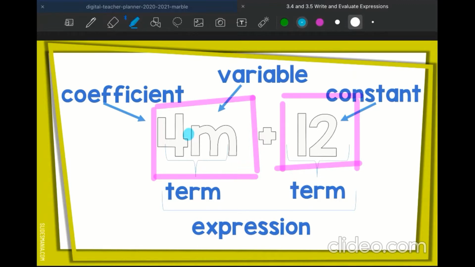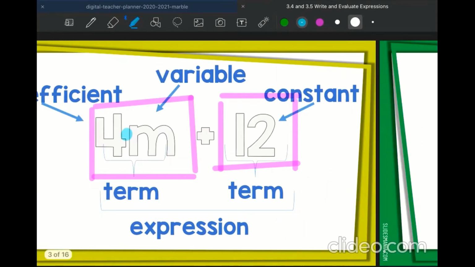Does that make sense? We good? It's a little confusing, but you just have to know that anytime you have a coefficient next to a variable, it's telling you to multiply. It's lazy. They don't want to write the multiplication sign. All right, and then the second term, just a regular number all by itself with no variable, is what we call a constant, okay?